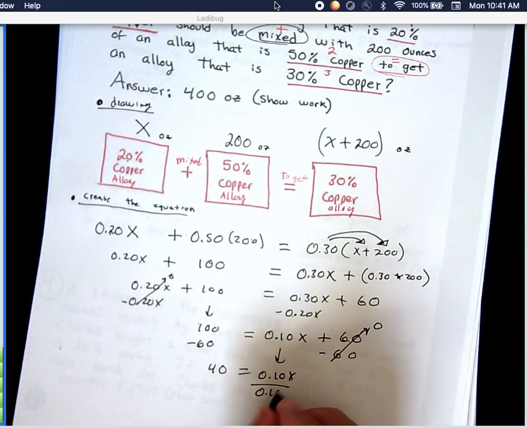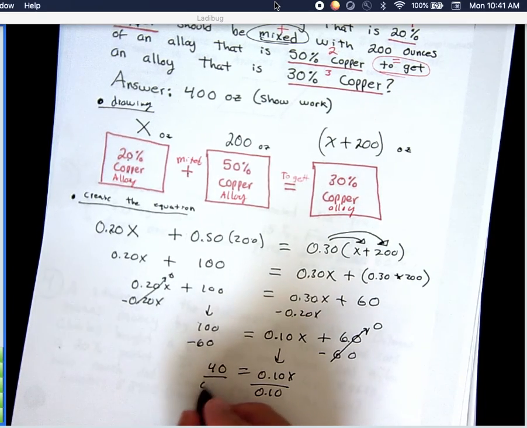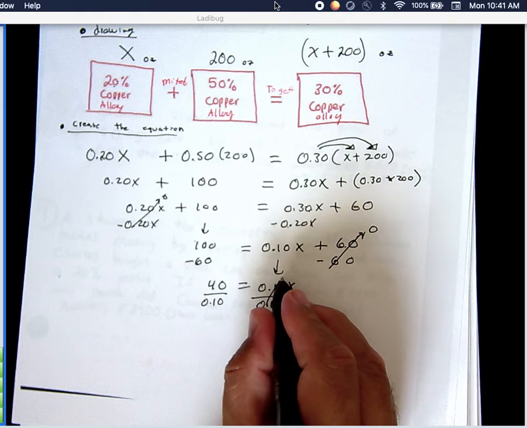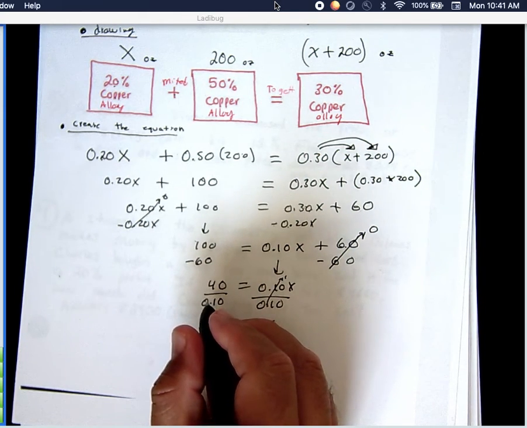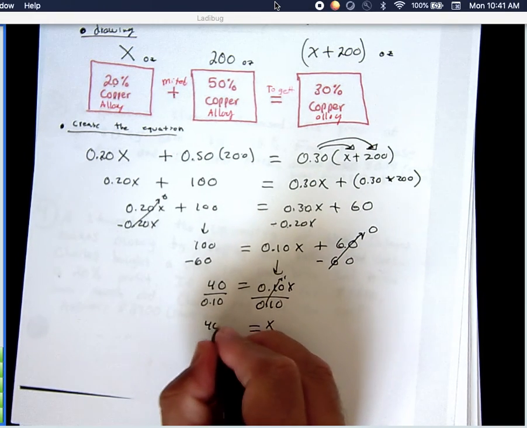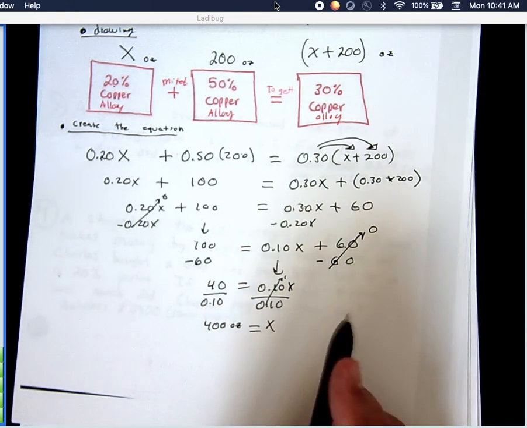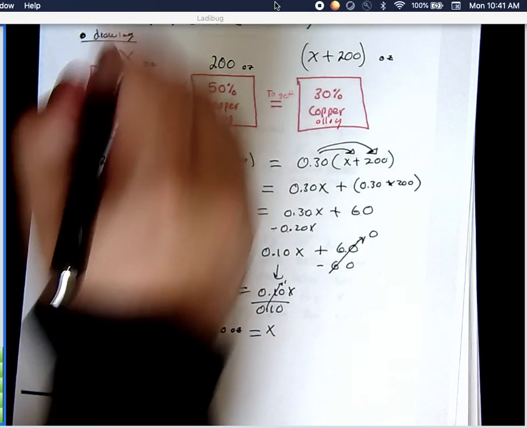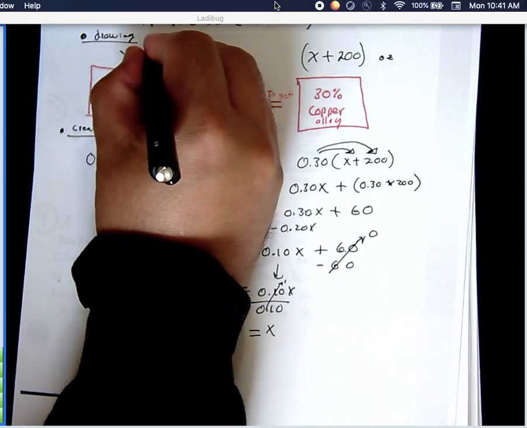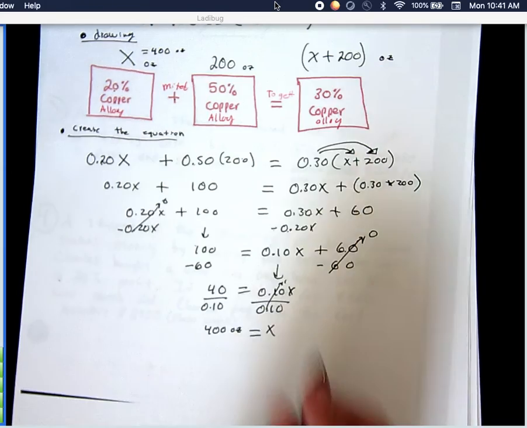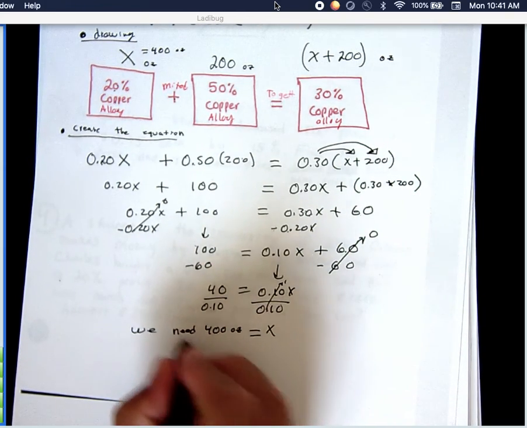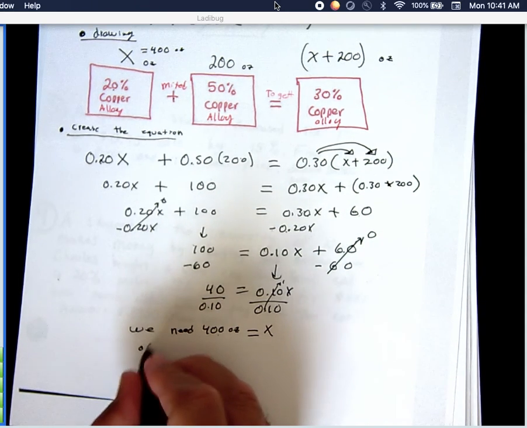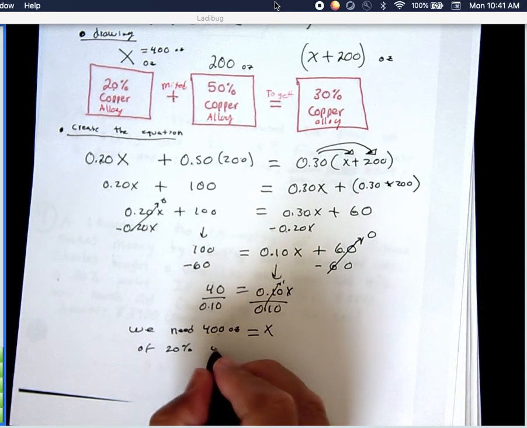And then you divide. The inverse of multiplication is division. When solving equations, that becomes a 1, so that's just an x. And that gives you 400 ounces. So how much of this alloy do we need? We need 400 ounces.